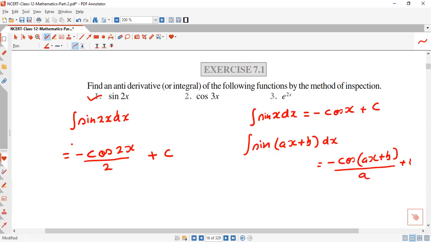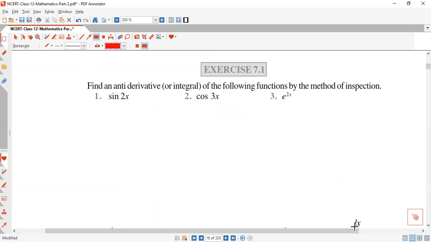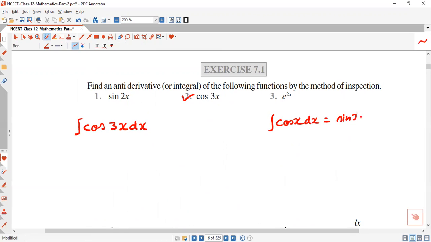This is the answer of the question. Now, the second part. Question number 2: we have to find the integration of cos 3x, that is, the integral of cos 3x dx. What is the formula? We know the integral of cos x dx equals sin x plus some constant c.